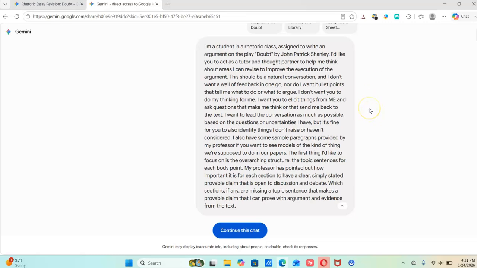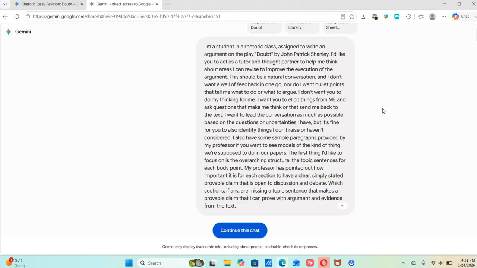So what I really want to see is a conversation of some kind. And I want to see evidence that you know the play really well. I want to see evidence that you know your paper very well, and that you can defend some of the choices that you're making if it gives you a suggestion that you need to push back on.